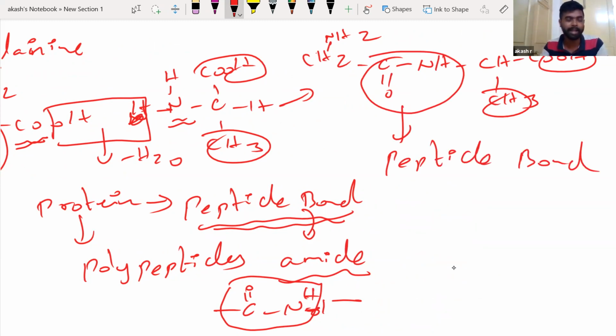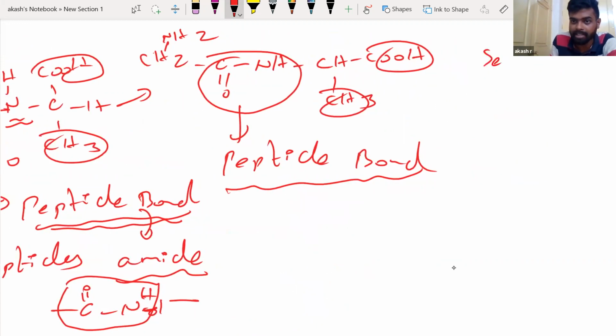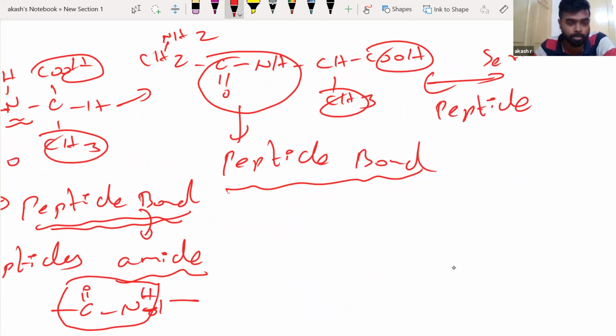Not only glycine and alanine, any two amino acids, if you want to make them bond together, in all of these amino acid bond formations, you will see that there is going to be a peptide bond. Again, this can continue. Say, I can have serine coming here, and between this and this, I can have a peptide bond again. So this chain can grow as big as possible through the peptide bonds.